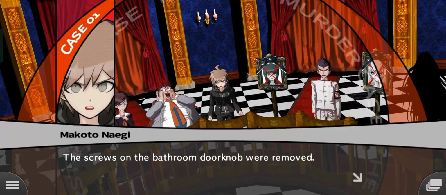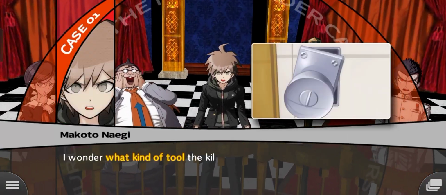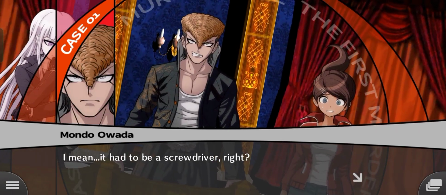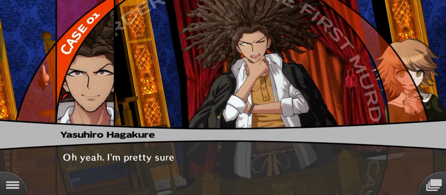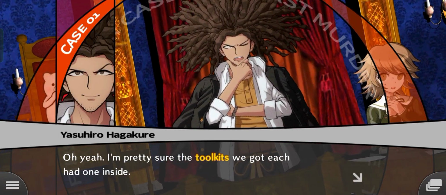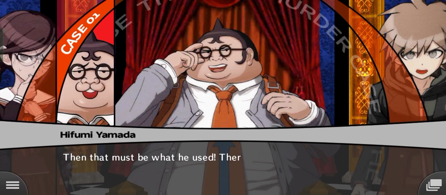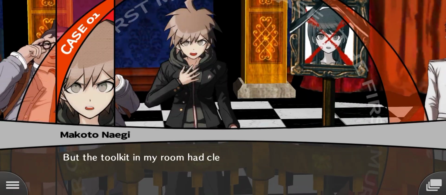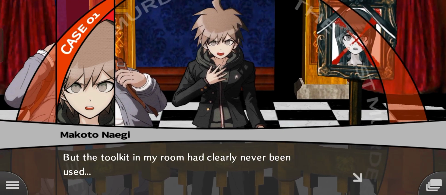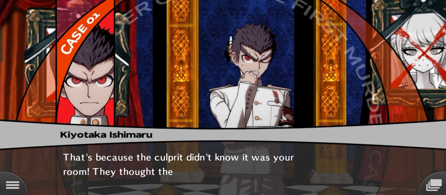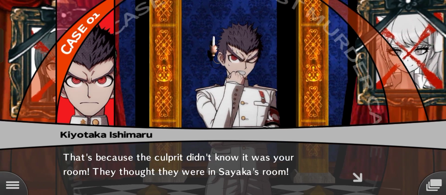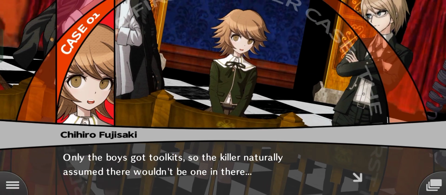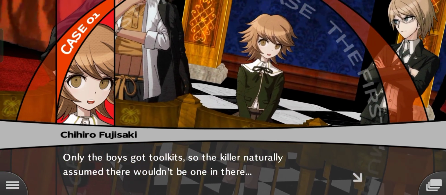The screws on the bathroom doorknob were removed. I wonder what kind of tool the killer used to remove them. I mean, it had to be a screwdriver, right? Oh yeah, I'm pretty sure the toolkits we got each had one inside. And that must be what he used. There aren't any other tools anywhere. But the toolkit in my room had clearly never been used. That's because the culprit didn't know it was your room. They thought they were in Sayaka's room. Only the boys got toolkits, so the killer naturally assumed there wouldn't be one in there.